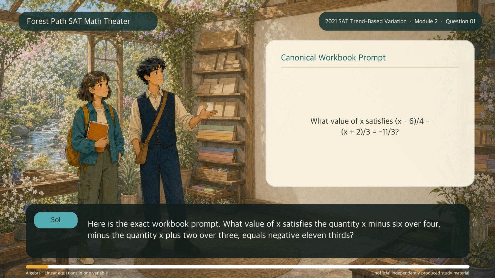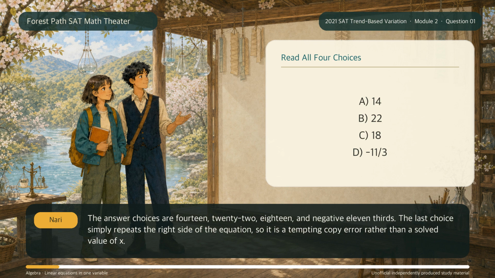What value of x satisfies the quantity x minus 6 over 4 minus the quantity x plus 2 over 3 equals negative 11/3? The answer choices are 14, 22, 18, and negative 11/3. The last choice simply repeats the right side of the equation, so it is a copy error rather than a solved value of x.